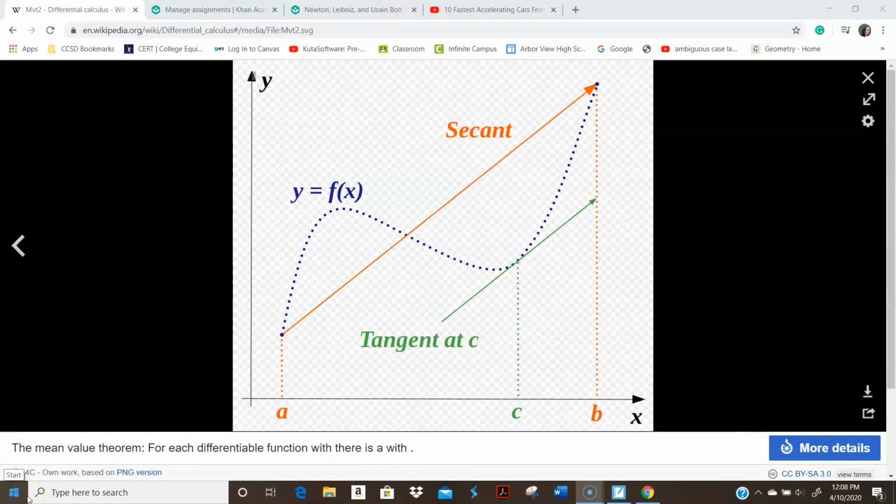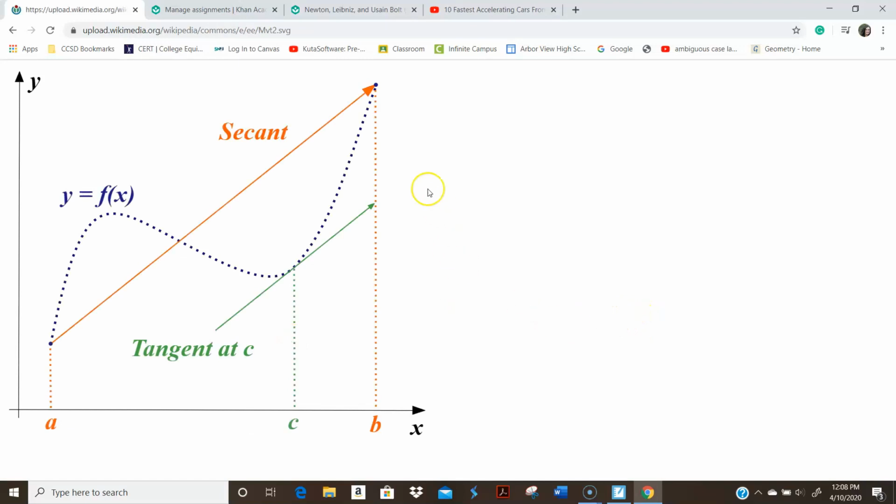So what I want you to do is look at this picture, and I want you to look at the orange line, which is the secant line. In order to find the slope of a line, we need 2 points. Do you see how I'm starting with this orange line? I have 1 point here at A and 1 point here at B.